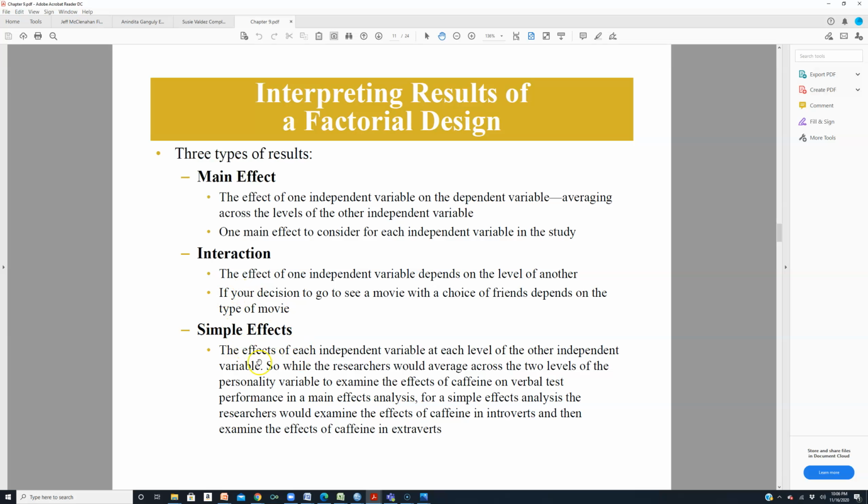And then simple effects. When we're looking at simple effects, we're looking at the effect of each independent variable at each level of the other independent variables. So we're averaging for main effects and looking at marginal means, but for a simple effect, not so, right? We're just looking at the two levels of the effects of IV on verbal test. Simple effects lets us see, does caffeine in introverts have a different effect than caffeine in extroverts, okay?